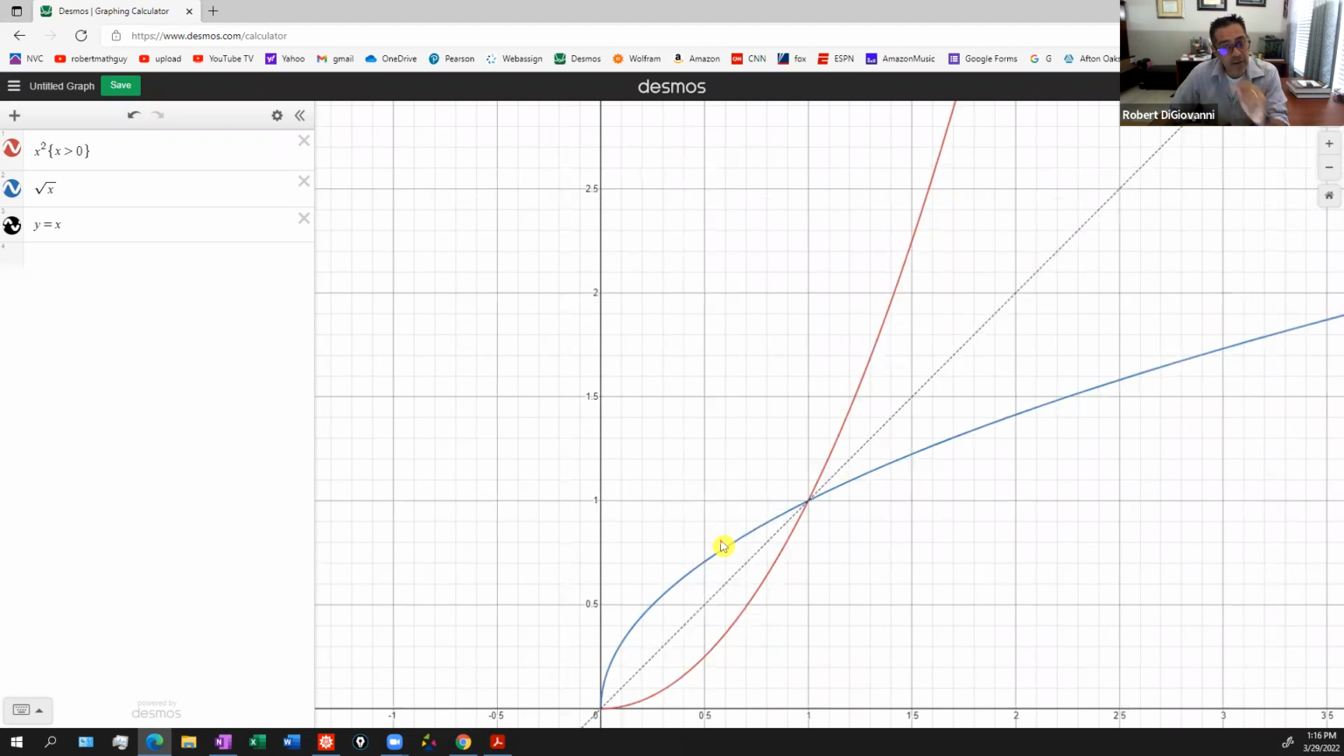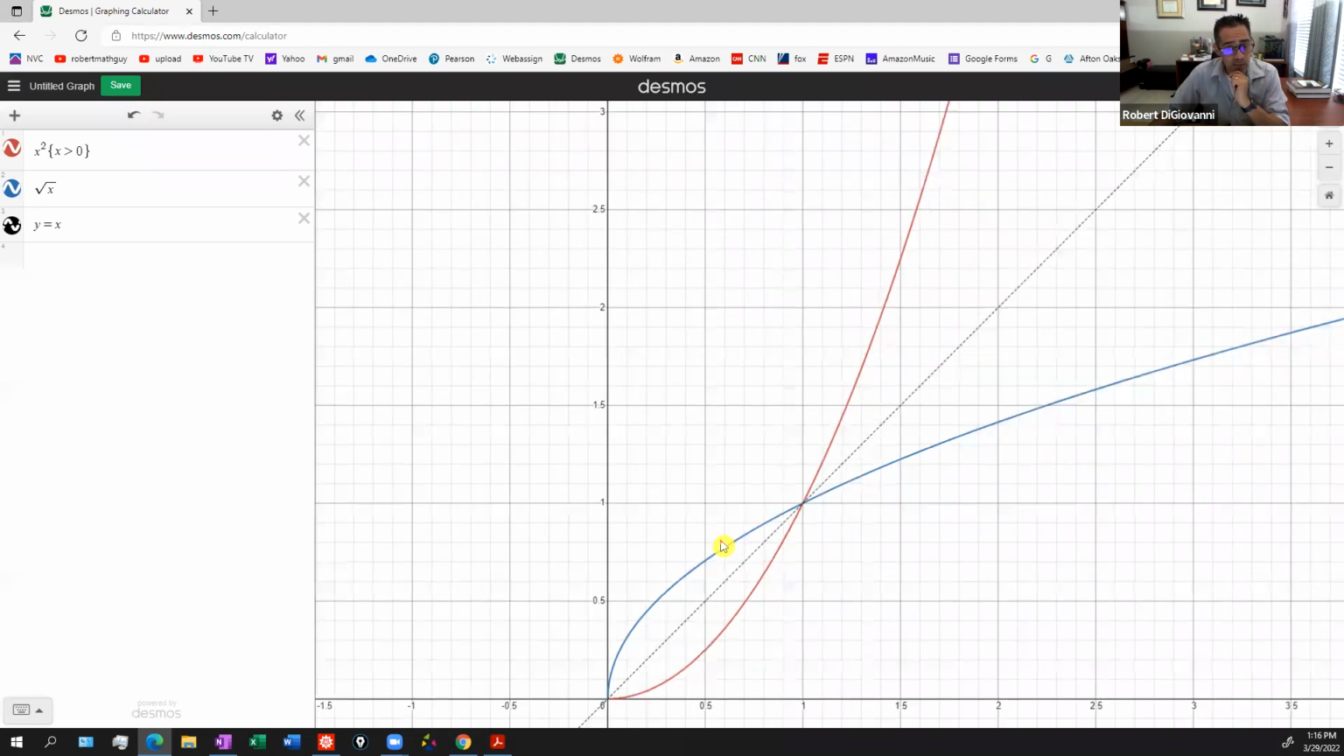That happens for every function. If it has an inverse, if you graph the two, they have to look like that. Okay? Questions?